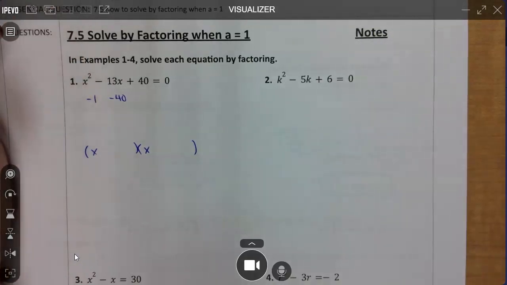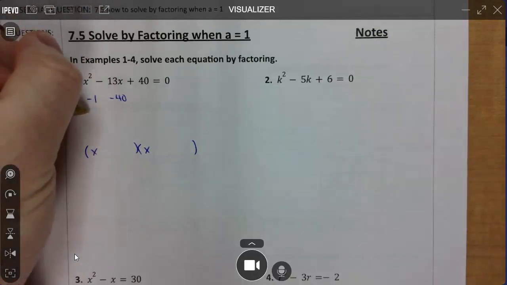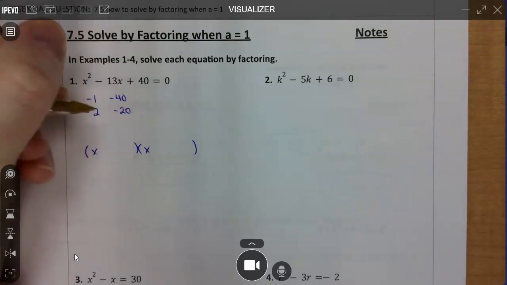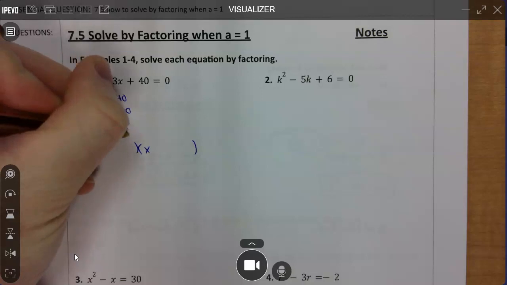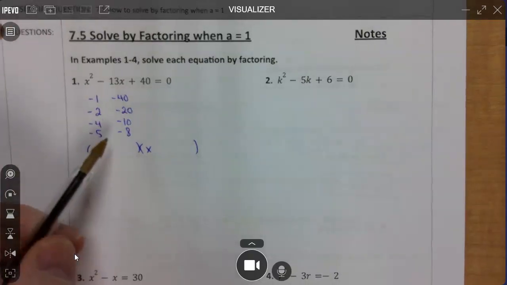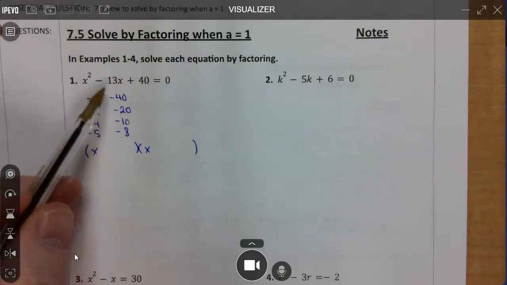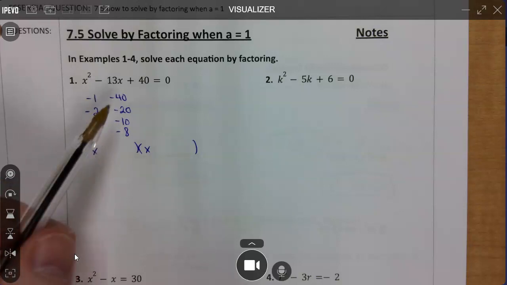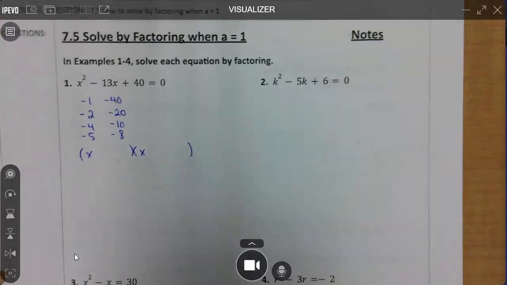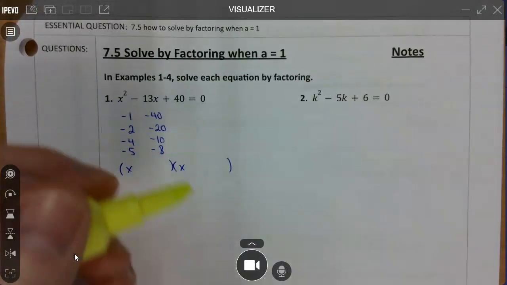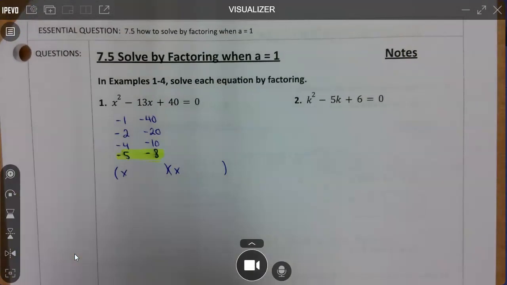So the factors of 40, we have -1 and -40. We can go -2 and -20, and we can go -4 and -10, or -5 and -8. But remember, our goal here is not only to figure out which two multiply to make +40, but also which ones add together to make -13. And so the ones that you'll figure is the last group right here, the -5 and the -8.